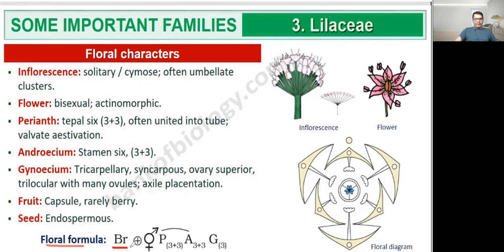Floral formula: bracteate, actinomorphic, bisexual, tepals 3 plus 3, 3 outer, 3 inner. Androecium connected with the tepals, so epitepalous, they are also 3 plus 3. Gynoecium is tricarpellary, syncarpous, ovary superior. This is the inflorescence, this is a flower, this is a floral diagram, this is a floral formula.